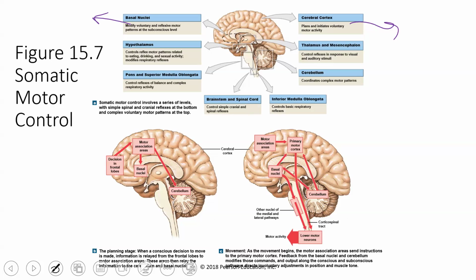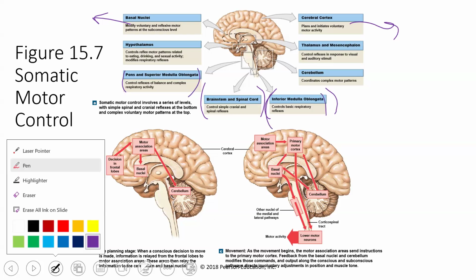Hypothalamus, that's where neuro becomes endocrine, and this also controls reflex motor patterns related to eating, drinking, sexual activity, modifies respiratory reflexes, and then pons and superior medulla oblongata control reflexes of balance and complex breathing activity. And then we see our brainstem and spinal cord controlling simple cranial and spinal reflexes. The lower part of the medulla oblongata controls a lot of our basic respiratory activities. So upper is complex, lower is basic.